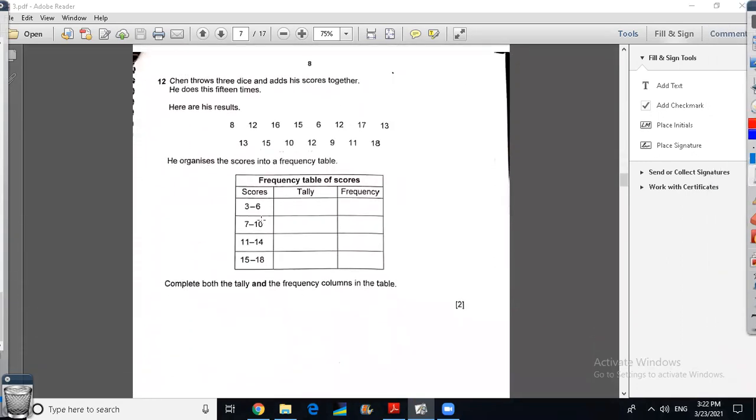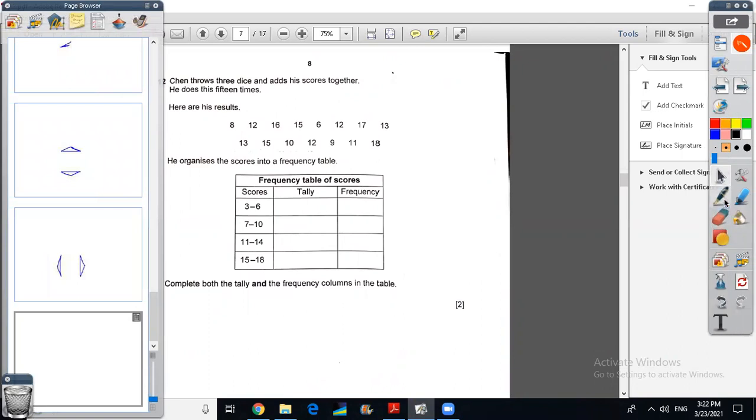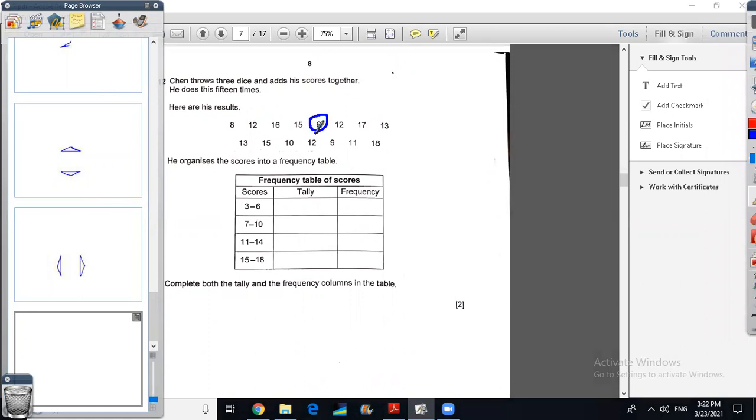The tally. It says here the scores between 3 and 6. How many are the scores that are from 3 until 6? From 3 until 6, if you look at these scores, you're going to find only one. Only one score is between 3 and 6, which is just the 6 itself. It's not between, guys, it's 3 until 6. It's only one. Here is the tally, and here is the frequency, one time.